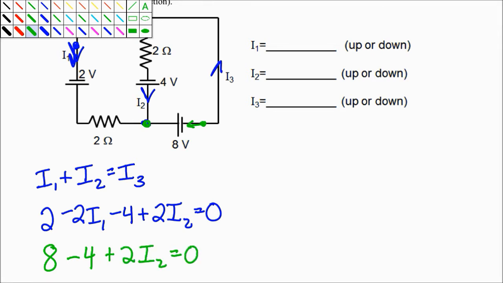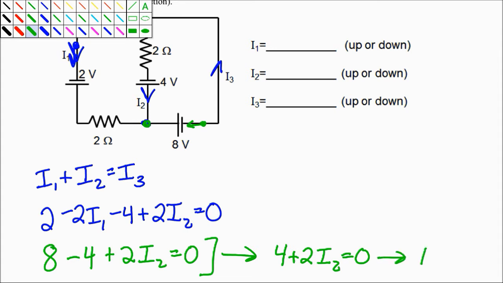So these are pretty easy to solve. This one only has one unknown, so I can solve it right now. I have 4 plus 2I2 equals 0. I2 equals negative 2 amps. So I'm going to put I2 as 2 amps. I had listed it down, so that means that it's up.